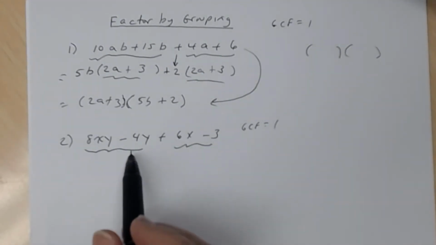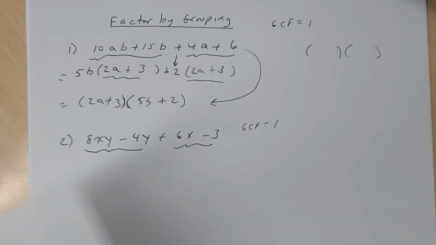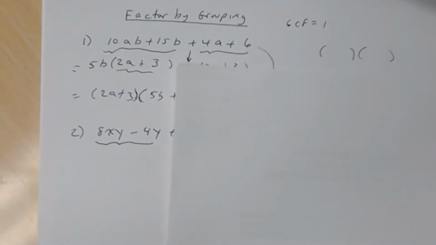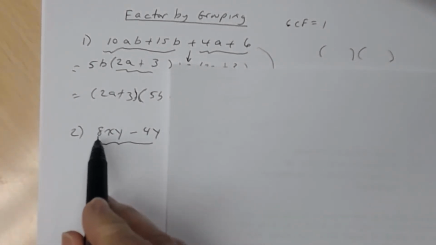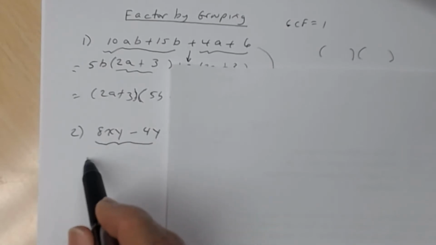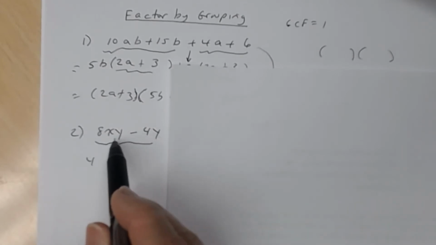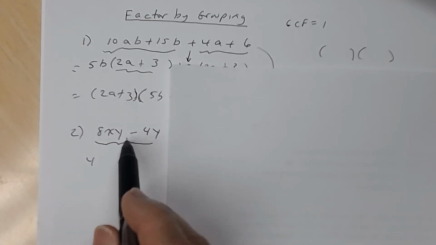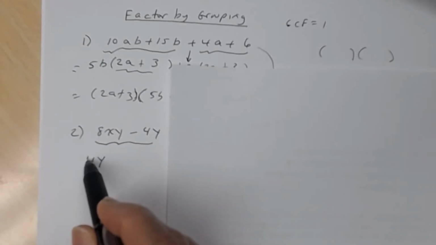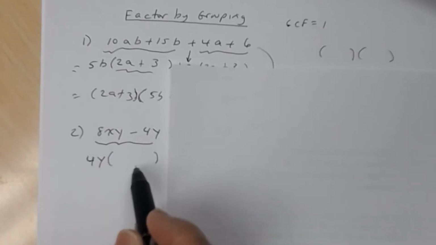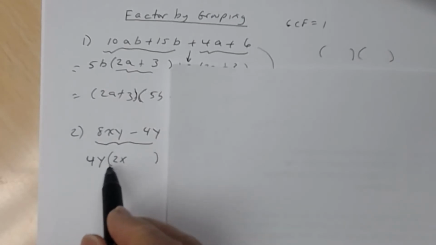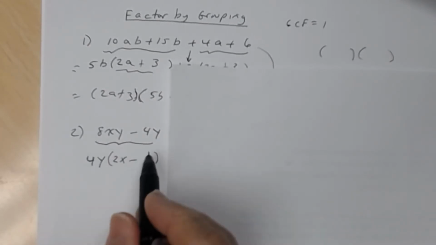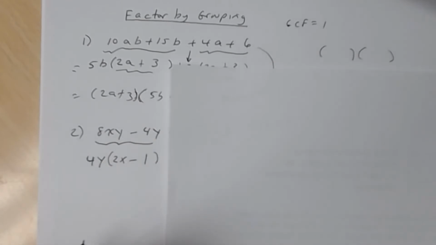If I group the first 2, and again, it may help if you cover that second group so you don't have it visually. If we look at 8 and negative 4, the GCF is 4. And if you look at the variables, they have a y as a factor. So the GCF is 4y. That's your GCF, and I'm going to factor it out. So I get 4y times 2x. 4y times 2x is 8xy. Minus, and then 4y times 1 is 4y. So you need that 1 here.